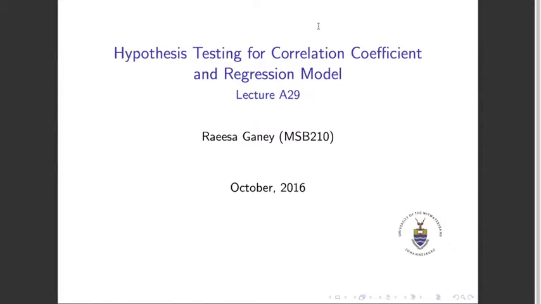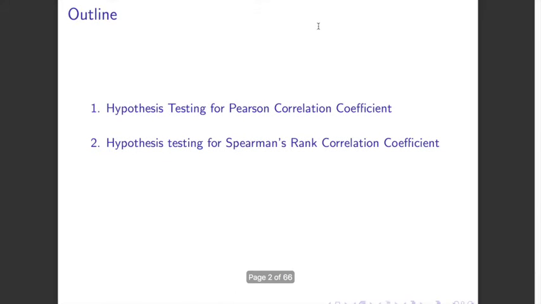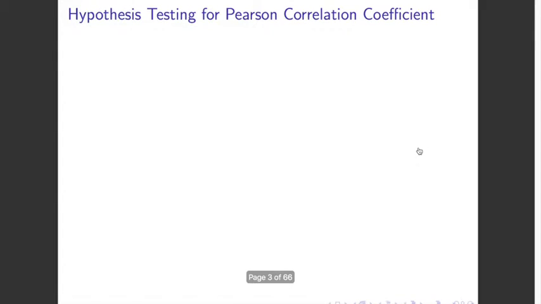Hi everyone, this is a quick lecture on lecture A29, which is hypothesis testing for the correlation coefficient and the regression model. The outline of the lecture is very quick. There are just two hypothesis tests. The first is for a Pearson correlation coefficient and the second is for a Spearman's rank correlation coefficient.